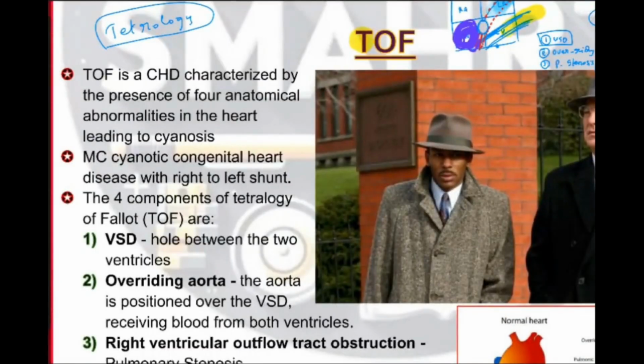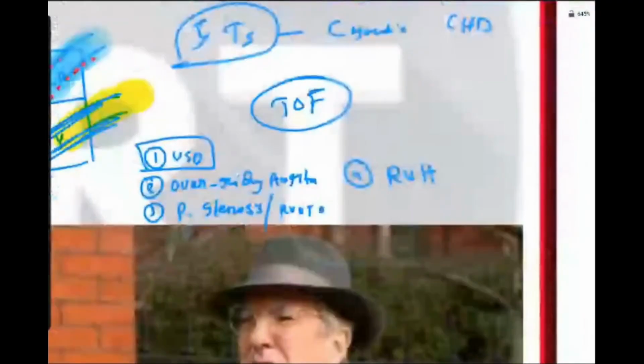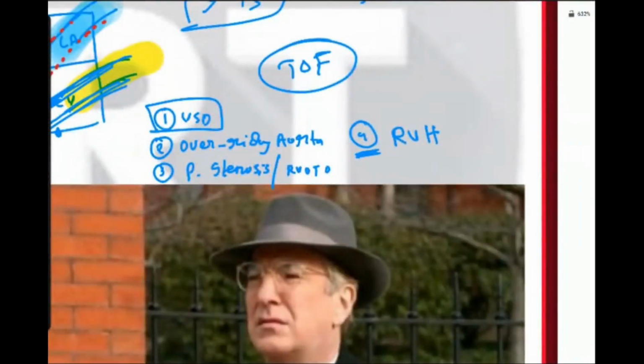Now, let's go a little bit further. I'll only ask you, what is the main problem here in tetralogy of Fallot? Out of the four defects that I talked about, which is the most severe according to you? Any guess?